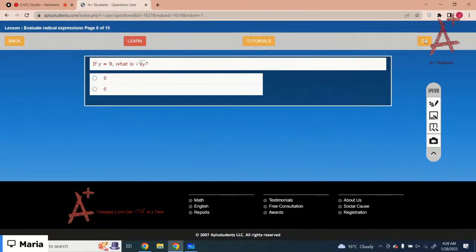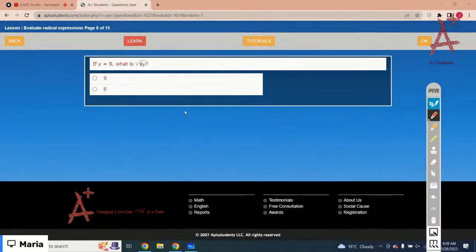Okay, the next one is if y equals 9, what is the value of square root 9y? So you have y is 9. So just replace the y with the value. It would be 9 times 9. You can write it as 9 squared. The square and square root cancel out each other. You are left with 9. Got it? So the correct option is 9.